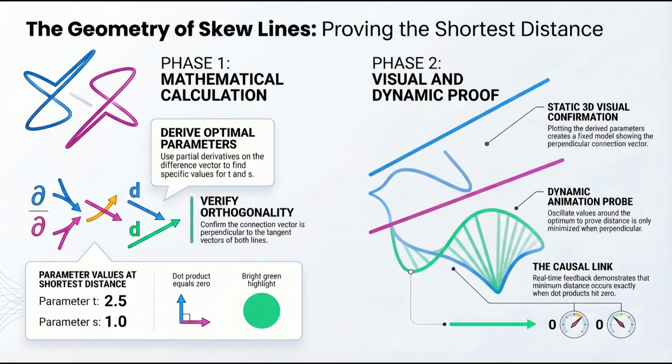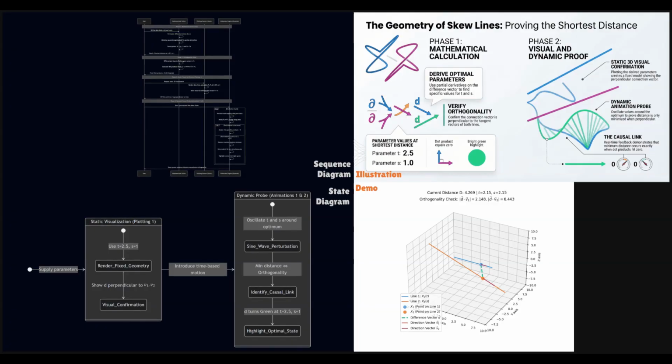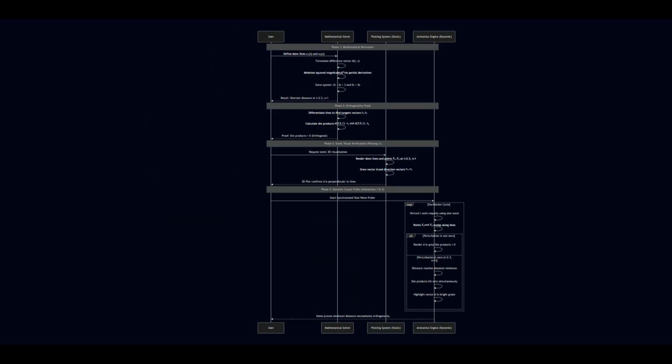This dynamic transition proves that the shortest path is not just a random occurrence, but is fundamentally necessitated by the perpendicular alignment of the bridge connecting the two lines.